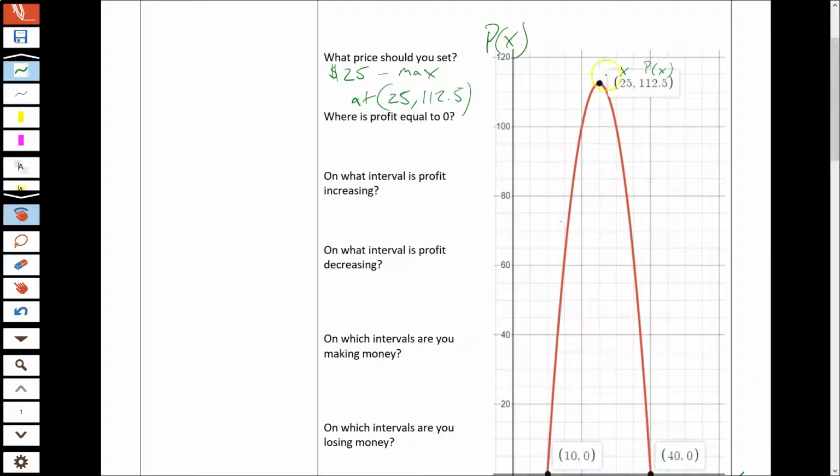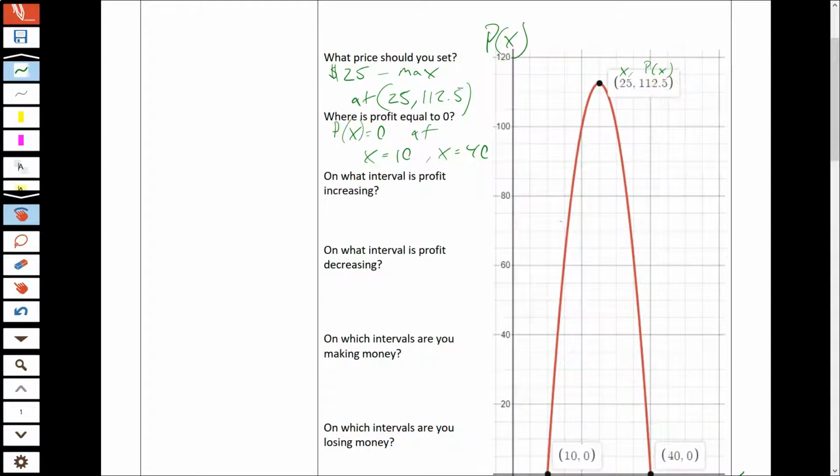So we're going to continue to examine the features of this graph and connect them to this idea of maximizing profit in this situation. So where is profit equal to 0? Well, these are my x-intercepts, right? So p of x equals 0. These are my x-intercepts that I'm already familiar with. So that's at x equals 10, or (10, 0), and x equals... So those are those 3 points now that I've given you.